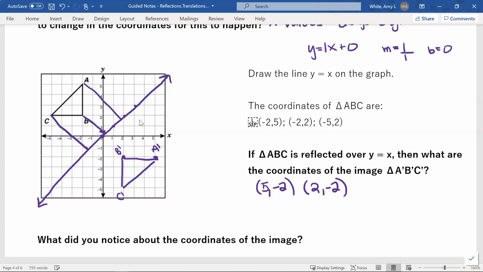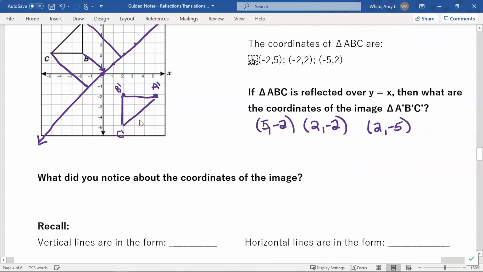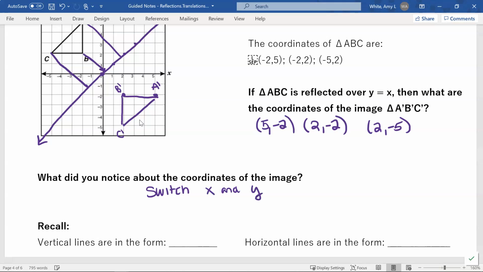You notice that I am switching. This would be 2, -5. So we are switching the x and y. We're interchanging the x and the y.